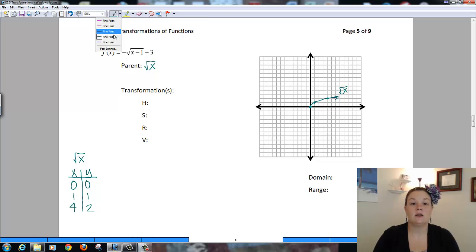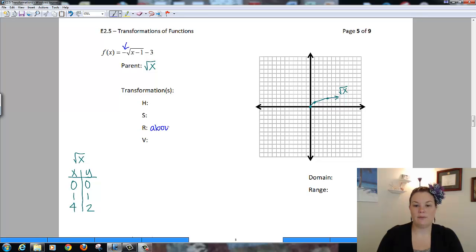And now I'm going to see what transformations have happened. Notice I have a negative and it's outside the function, which means I'm negating my y's. Remember, negation implies a reflection. If I'm negating my y's, that's going to flip it about the x-axis. So this is a reflection. So next to r, I'm going to say about the x-axis. And what I do in my table of values is I negate my y's.